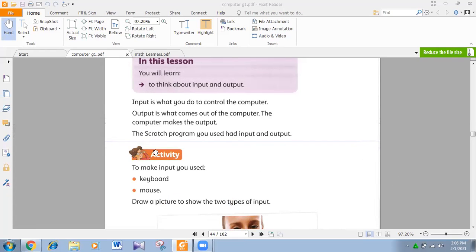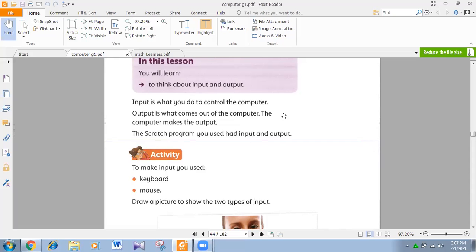The Scratch program you used had input and output. As you remember, last week when we had computer class, we used a Scratch program. In this, we have done some inputs and then we have got our project on the output. So this is our best example, the Scratch program for input and output. With the blocks, we have done the coding, and in the output, the project was shown.